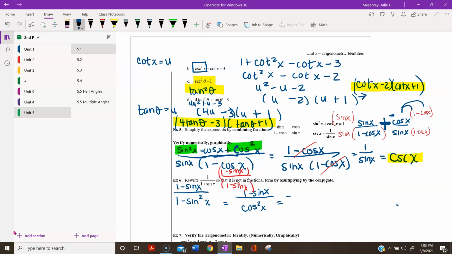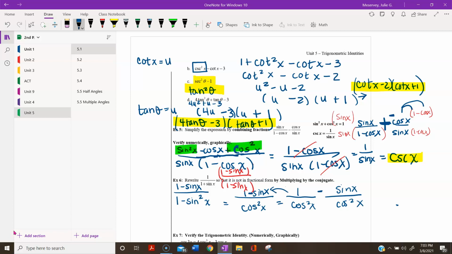From there, you're going to split the fraction. So you notice there's a subtraction sign here. That subtraction is going to go in the middle. You have a common denominator of cosine squared x and cosine squared x. And then this numerator would be 1, and this would be minus sine x. So if you were to put these two fractions together, you'll get that fraction there.